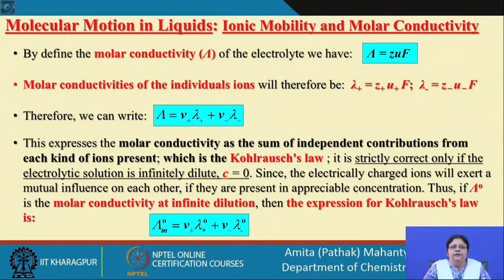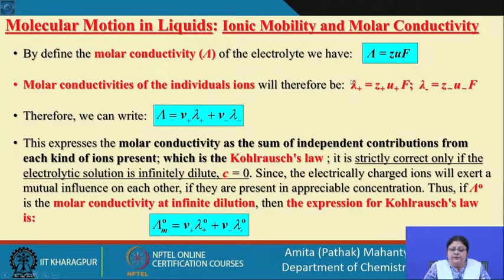But for the molar conductivity of the individual ions, we take it for the positive ion, represented by Z plus and U plus, and lambda minus, the molar conductivity of the negative ion, represented by Z minus and U minus. So, this is the molar conductivity of the individual ions, and this is the molar conductivity of the electrolyte. Whenever we talk about the molar conductivity of the electrolyte, we use the capital lambda. When we talk about the ions, we use the smaller lambda.